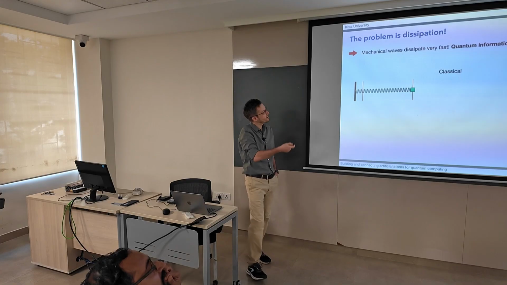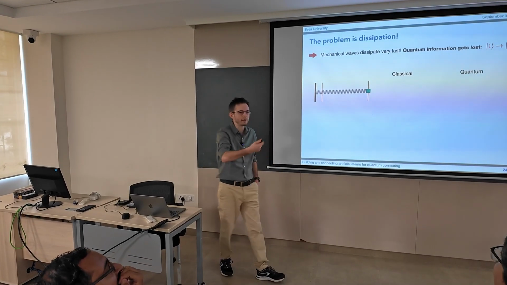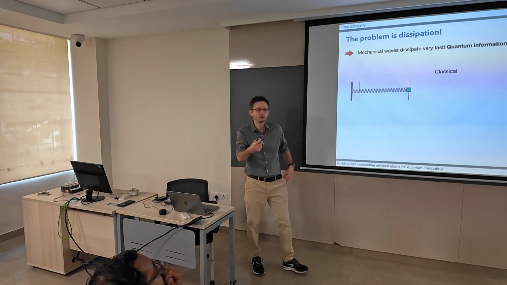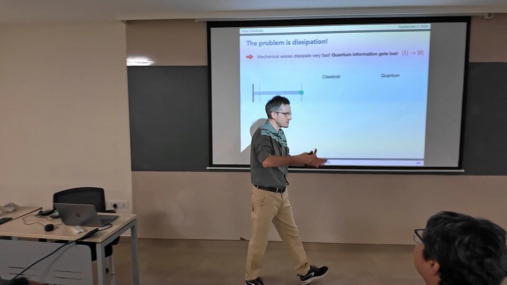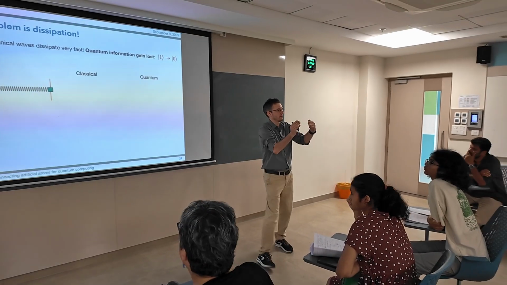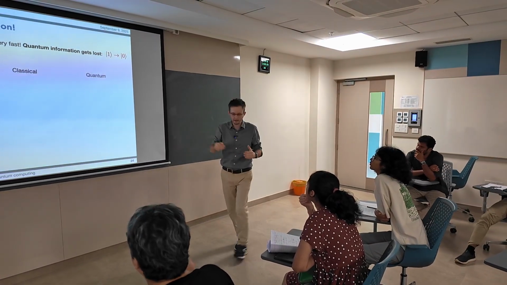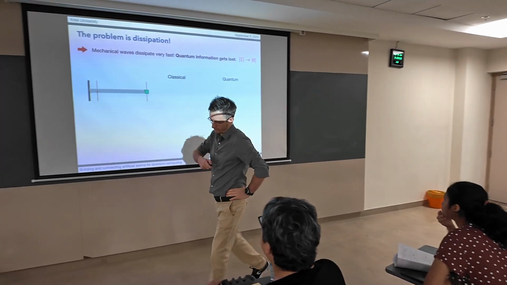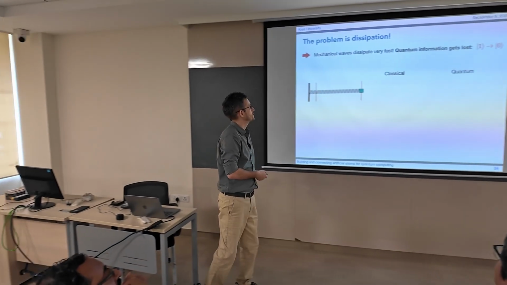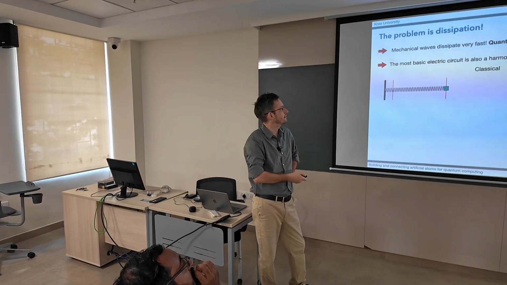Okay, but the problem with the mechanical oscillator is what? The mechanical oscillator, the problem is that there is damping. You've all seen that a mass on the spring, eventually the spring is going to start dissipating and is going to relax, because of friction inside the spring, it's going to stop and eventually slow down to zero. Okay, so that's the main problem. Mechanical waves dissipate very fast.